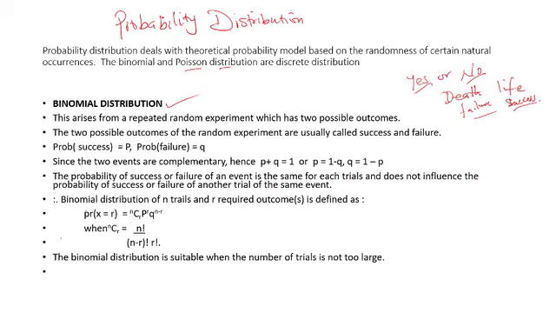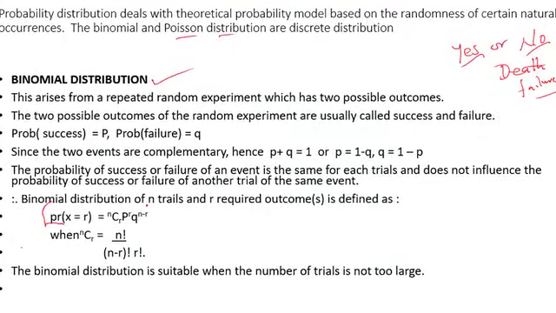So the binomial distribution can be stated thus. This is the formula for binomial distribution: n combination r, the probability of success raised to the number of successes, times the probability of failure raised to the total number of trials minus the number of successes. So this is the formula for binomial distribution for combination.